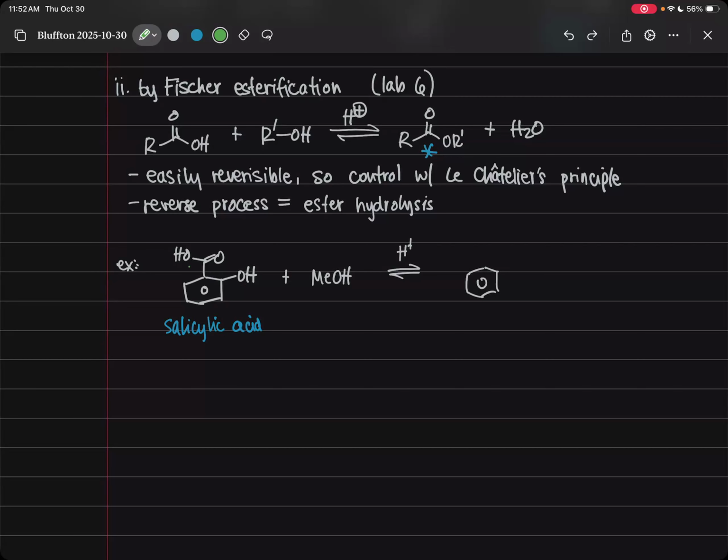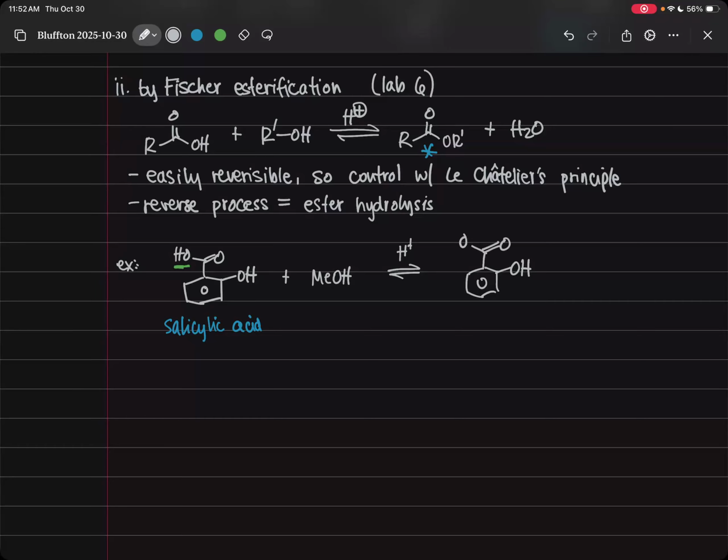So that means that our OH group here is not really going to be reactive in this case. Instead, we need the carboxylic acid, and that's going to be what does the reaction here, because Fischer esterification is between an acid and an alcohol. Okay, so that means that OH is going to stay the same.